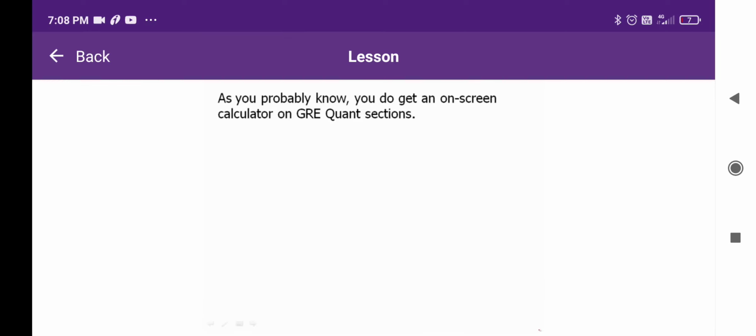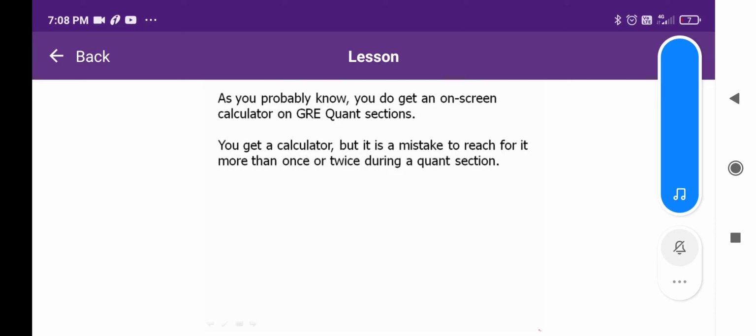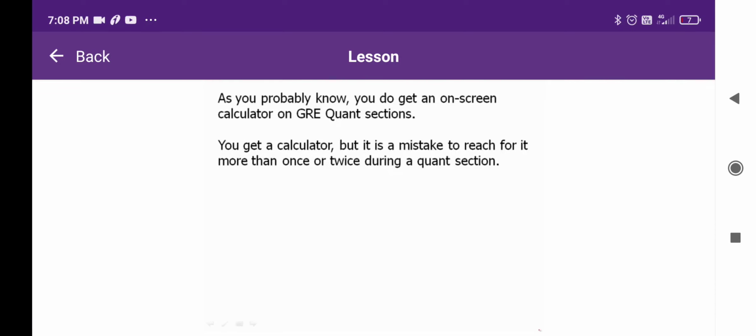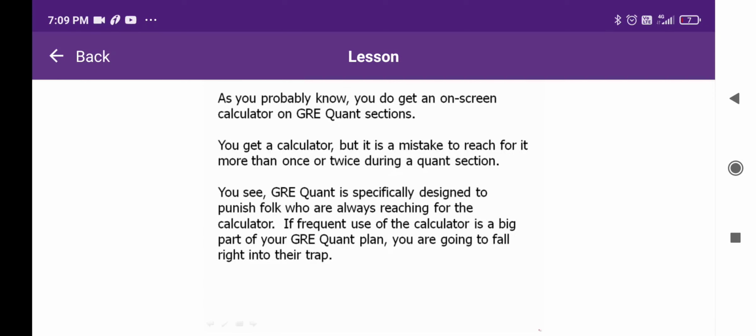Calculator on the GRE quant sections. You get a calculator, but it is a mistake to reach for it more than once or twice during a quant section. You see, GRE quant is specifically designed to punish folks who are always reaching for the calculator. If frequent use of the calculator is a big part of your plan for the GRE quant section, you're going to fall right into their trap.